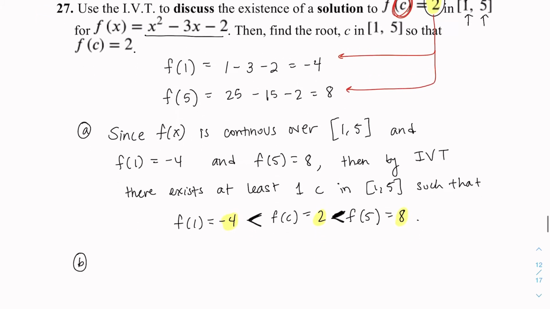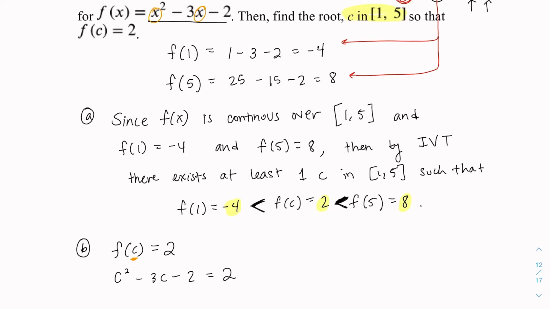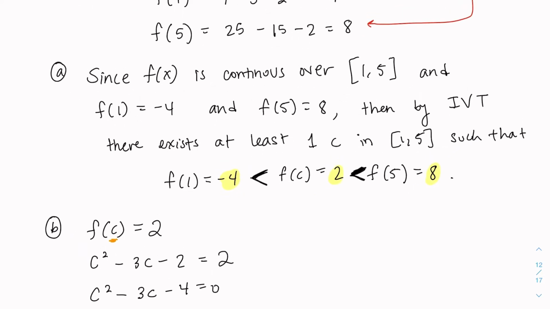Part B says, go ahead now and find c. Find the c in the interval that makes that true. It's very basic algebra. Plug in c everywhere we see an x in the original equation and set that whole thing equal to 2. Let's solve this quadratic. I'm going to minus 2 on both sides. And then I'm factoring. So that's c minus 4, c plus 1 equals 0. So I get two answers for c. c could equal positive 4, or c could equal negative 1.